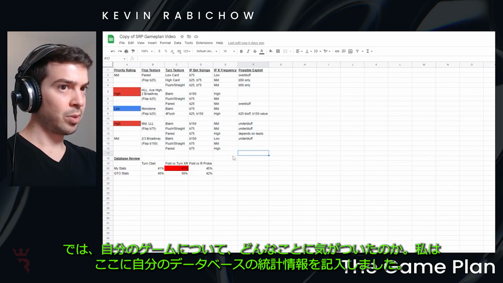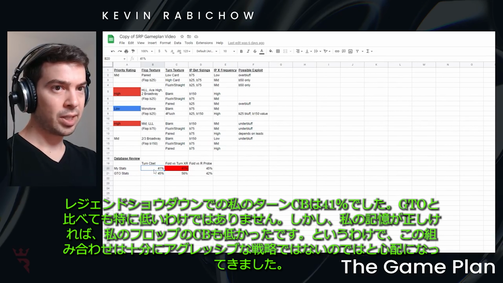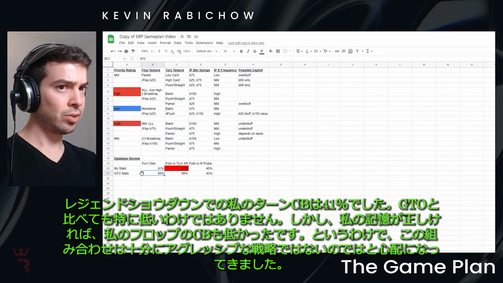So what did I notice about my own game? I filled in my database stats here. My turn c-bet in the Legend Showdown was 41%. Not particularly low compared to GTO, although if I remember right, my flop c-bet was also low. So in combination, I'm getting concerned that this is not an aggressive enough strategy.